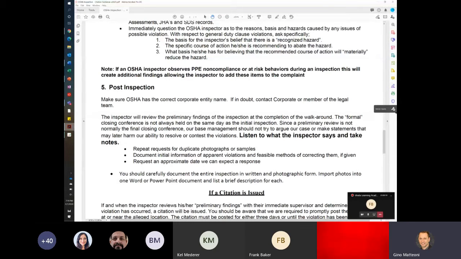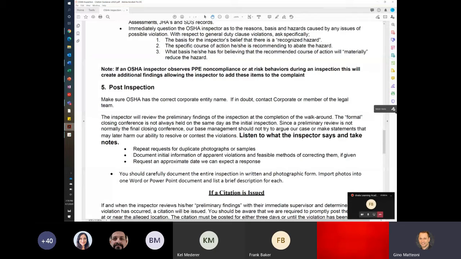Because we want to have a clear understanding of, again, in the best case scenario, no findings, no citations. Here's just some observations and move on. But particularly if there are citations that are being commented on, these are some of our first opportunities to, number one, understand what they're bringing forward, clarify policies or what the inspector observed, so that we can push back, we can negotiate those items in real time.